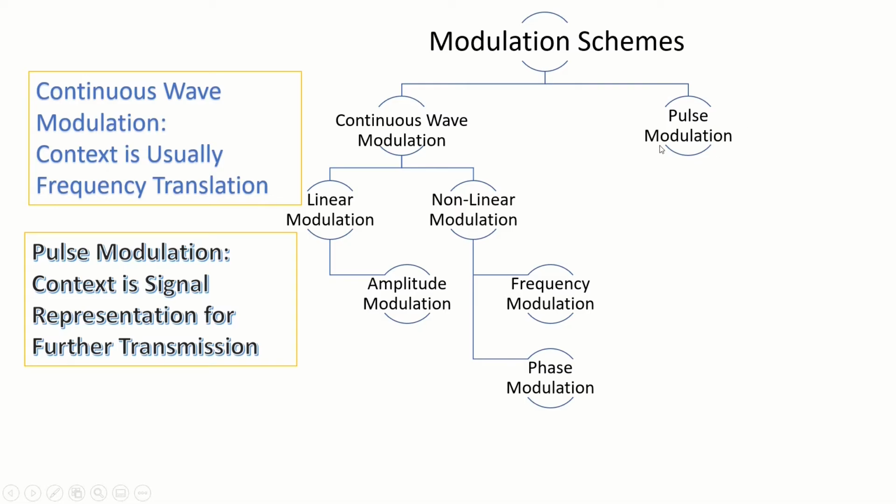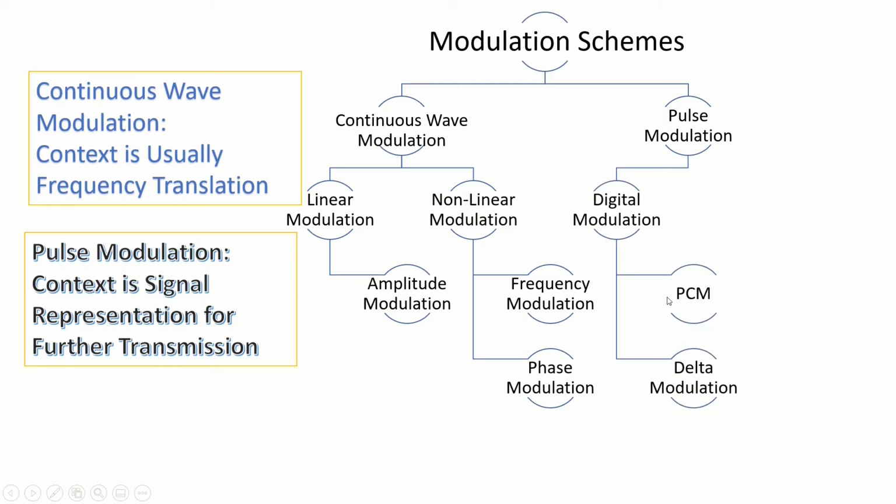So within the pulse modulation scheme, we have digital modulation schemes, and they include pulse code modulation, which includes sampling and quantization, and furthermore some variants of it, that is differential pulse code modulation and delta modulation, also come under the digital modulation schemes. Discussion regarding the digital modulation schemes is given in the description of this video as well.